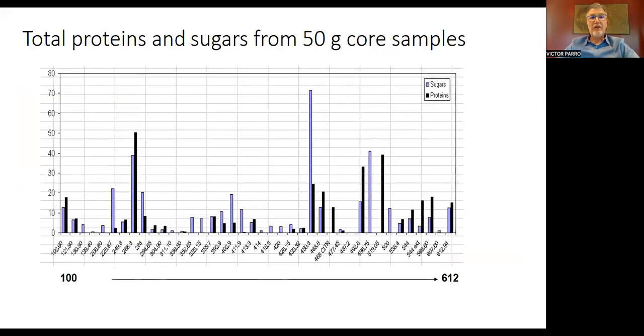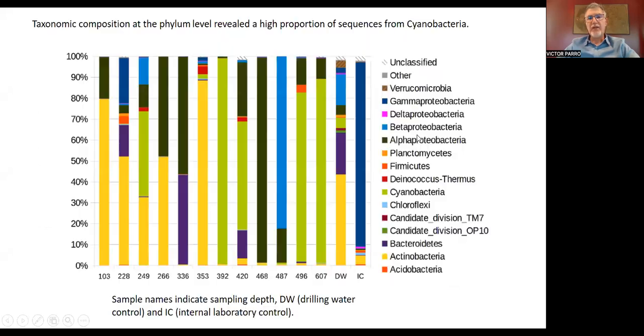And for example, here we determined the total amount of sugar and protein with depth. On the horizontal axis you see the different samples with depth, and the different concentrations we obtained of total protein and sugar, in micrograms per gram, I think.